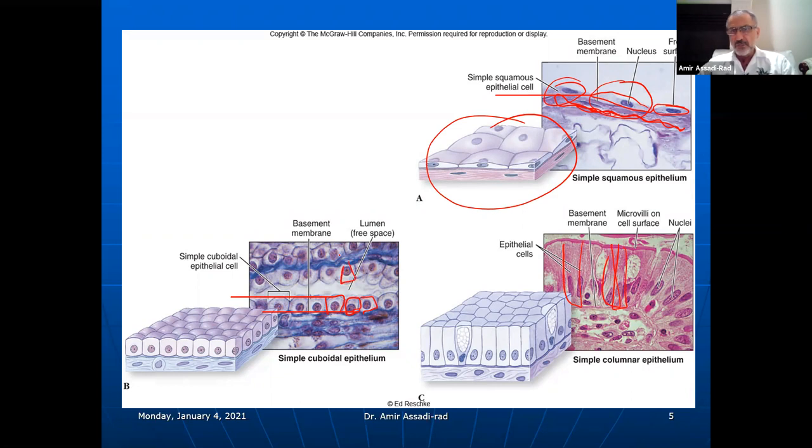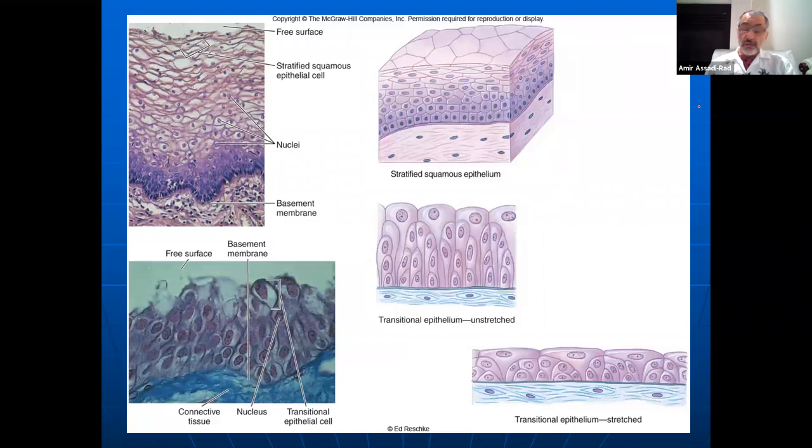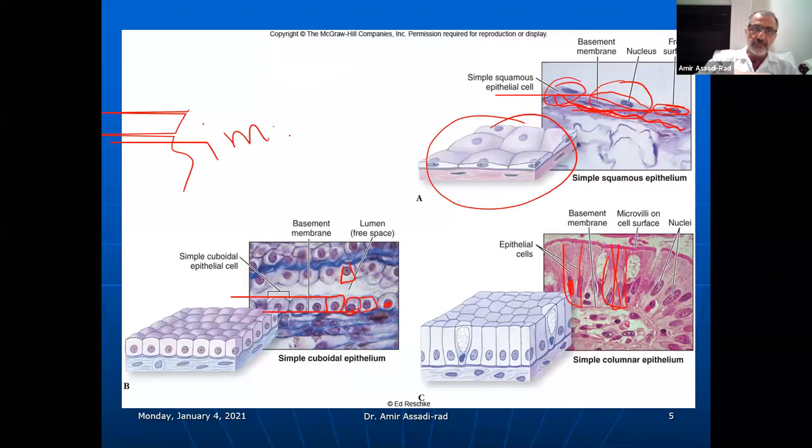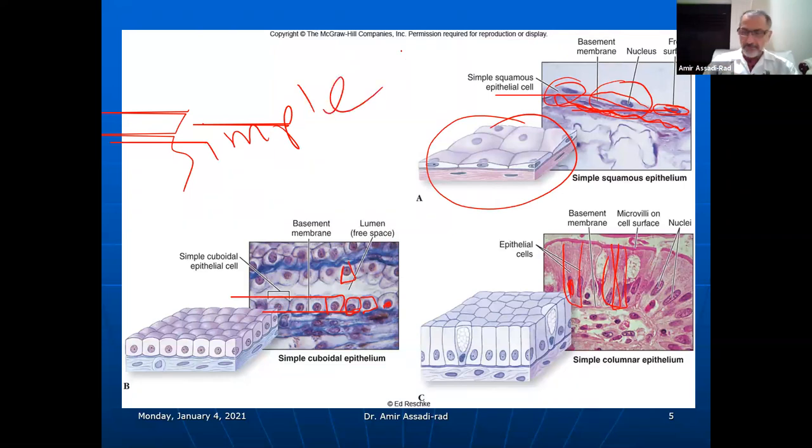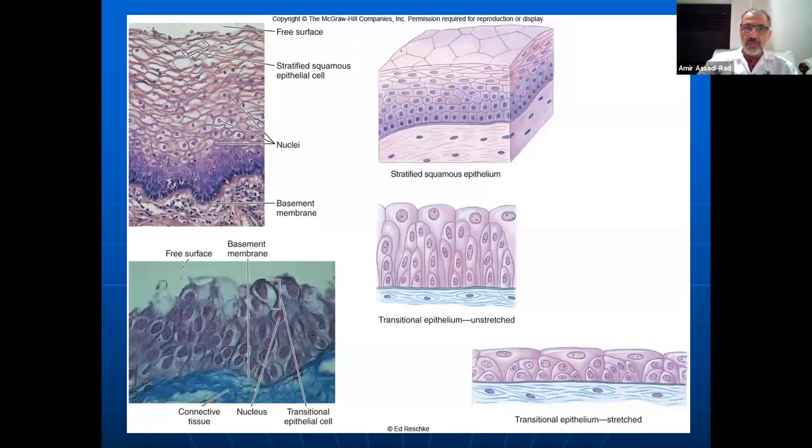And of course the nucleus in these is elongated, the nucleus in these is round, and the nucleus in these is flat, okay? So that's three different types of epithelial tissue. These are all simple, okay? And then these are all stratified.